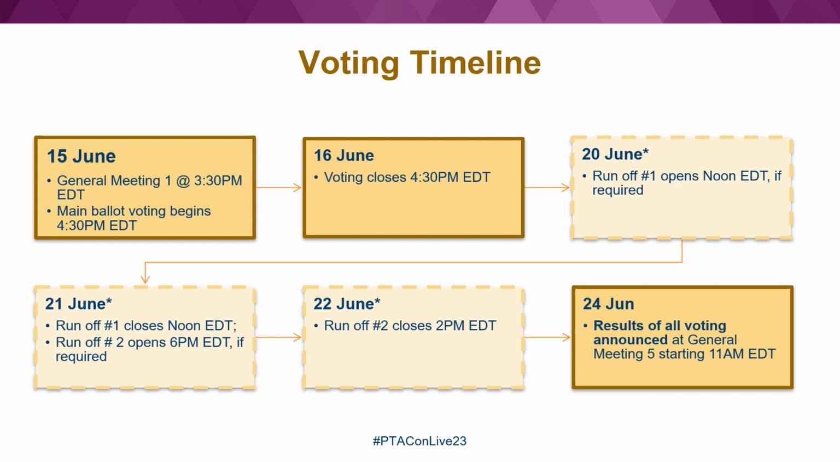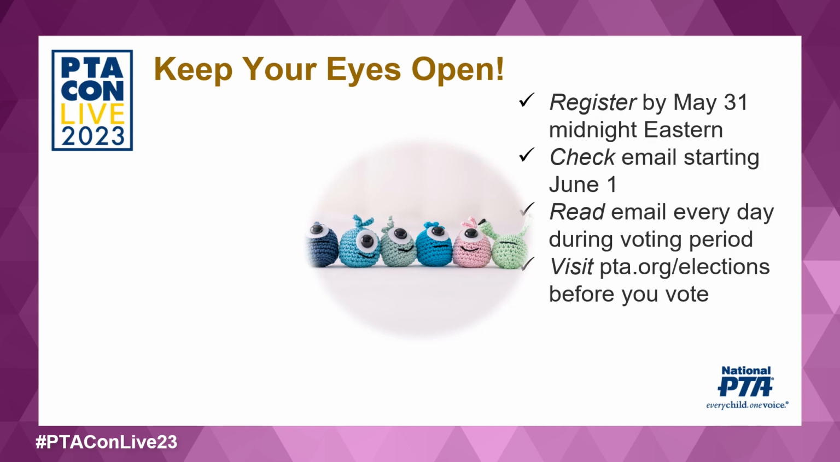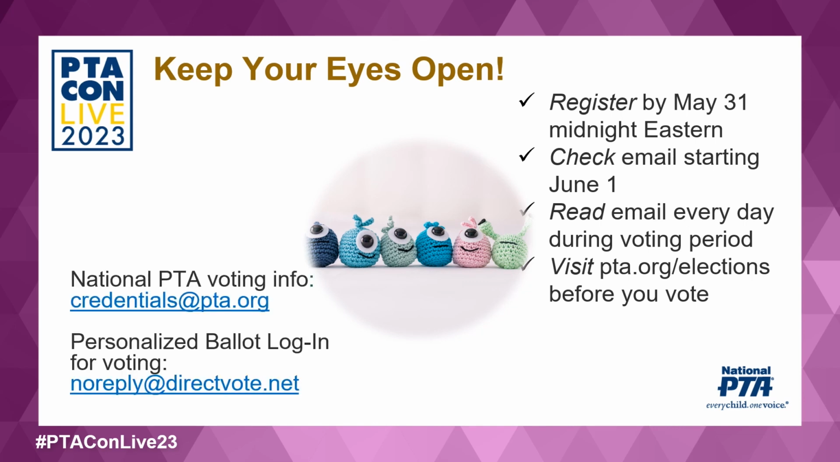As you can tell, it is imperative that you keep your eyes open so you don't miss out on your opportunity to vote on the main ballot or in potential runoffs. Be sure to register by midnight Eastern on May 31st and then check and read your emails often, starting on June 1st. And visit the convention business portion of the website before you receive your personalized ballot login. And be sure to adjust your personal email settings so you're able to receive communications and ballot login information.